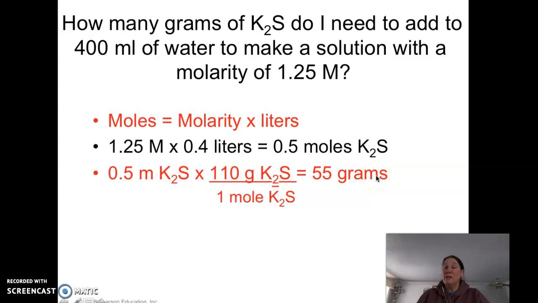So if I want to make this solution, I measure out 55 grams of K2S. I add it to 400 milliliters of water. Once it's mixed, then I know that's the molarity of the solution. And honestly, this is more practical than the other way where you get the grams and the volume and you have to figure it out. In the other ones, you divide by the molar mass and then you divide by the liters. In this one, you do just the opposite. You multiply the two together and then you multiply by the formula mass. And then you'll get how many grams you need to add.